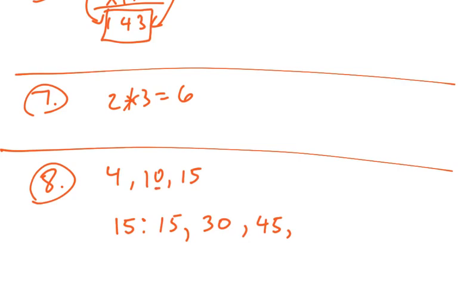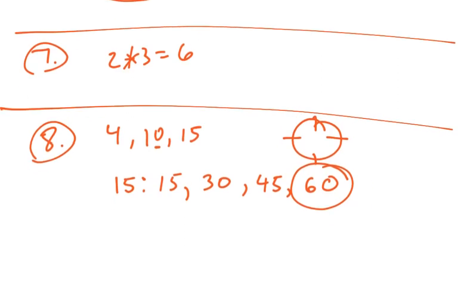So the next one would be 60. 10 goes into 60, and you actually know that 4 goes into 60 as well. Think of a clock. Every 15 minutes on a clock has 60 minutes total. So you know 15 goes in there 4 times. So there's our LCM.